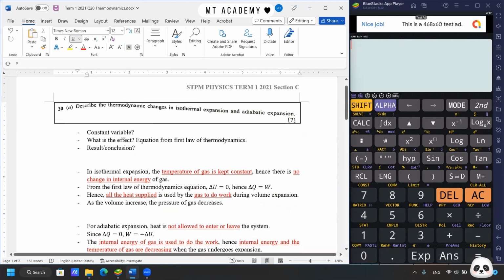In isothermal expansion, the temperature of the gas is constant, so there is no change in the internal energy of the gas. From the first law of thermodynamics equation, delta U is zero, hence delta Q equals W. The interpretation of this equation is that all the heat supplied is used by the gas to do work during volume expansion. The last sentence here is more like an add-on to the explanation: as the volume increases, the pressure of the gas decreases.